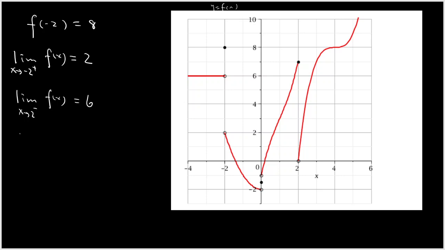One more question I want you to identify. The limit of the function as x approaches -2. It does not exist, right? Does not exist, because the two one-sided limits are different.